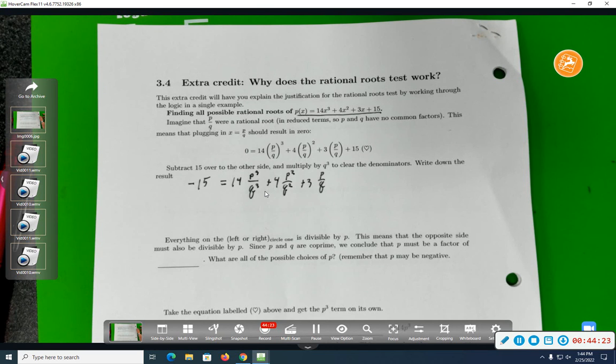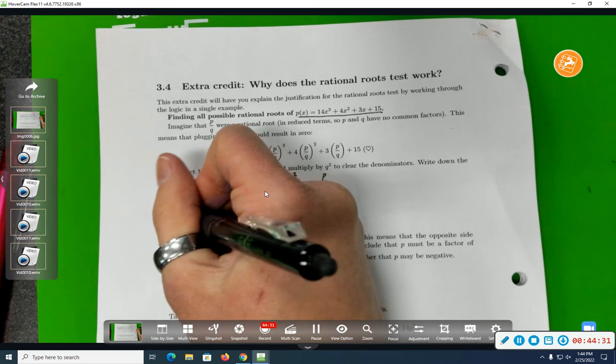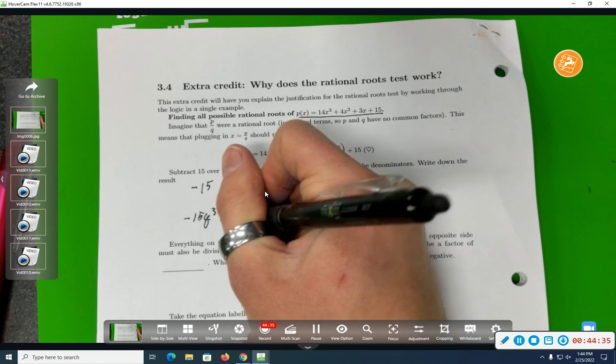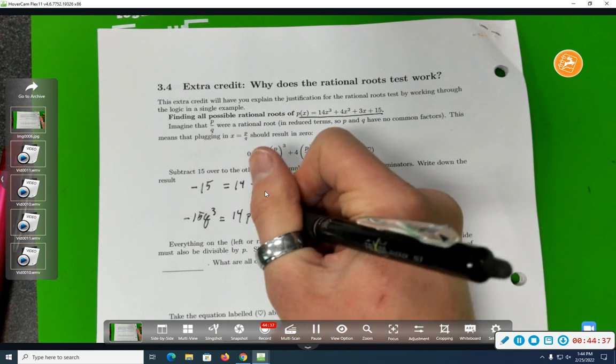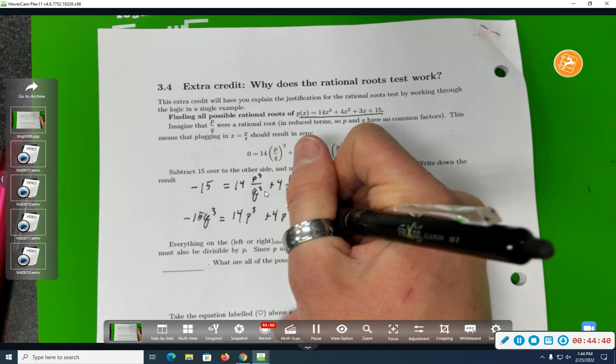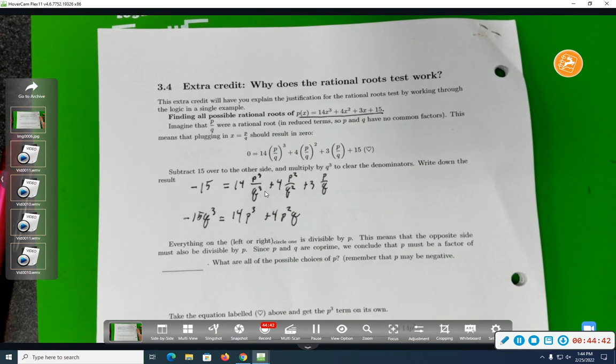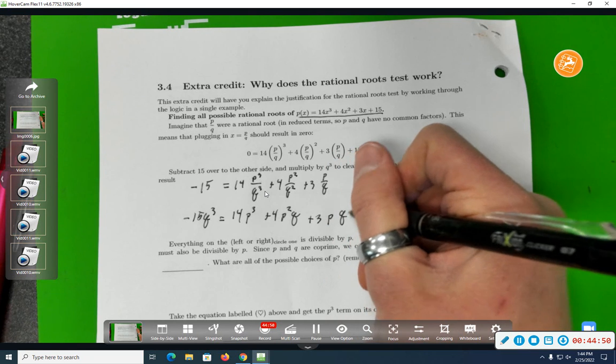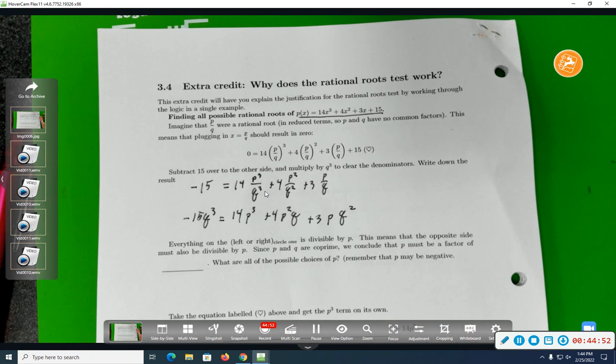Q to the power of 3, right? Q cubed is just hard to hear clearly, I think. So let's multiply both sides by Q to the power of 3. Negative 15 Q cubed equals 14 P cubed plus 4 P squared Q. Right, you would multiply that by Q to the power of 3, but 2 of the Q's would cancel, plus 3PQ squared. Does that step make sense?